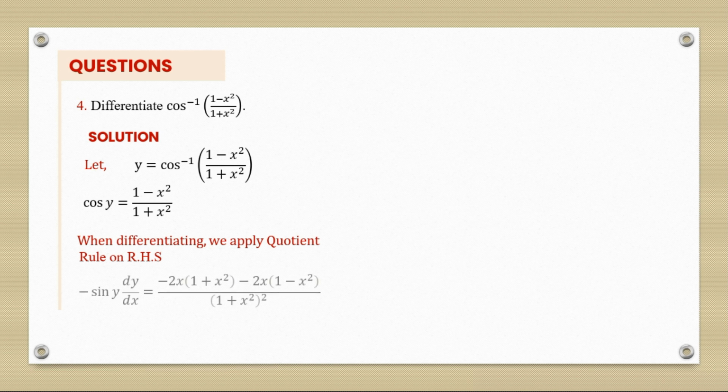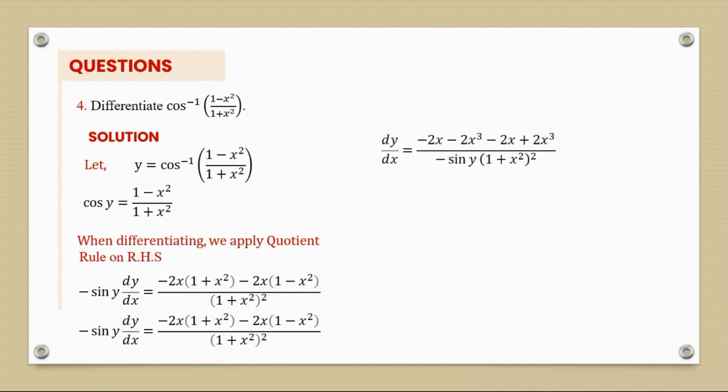So let's apply the quotient rule on the right hand side. As you can see, this is what we have. And then here, as I've mentioned, we have negative sine y times dy dx because of the y value. So now we're going to make dy dx the subject, and this is what we end up having. Then we can open the brackets in the numerator. We can see that this and this add, and we have negative 4x. And this and this also cancel. So we're left with dy dx being equal to negative 4x over sine y times (1 plus x squared) squared.